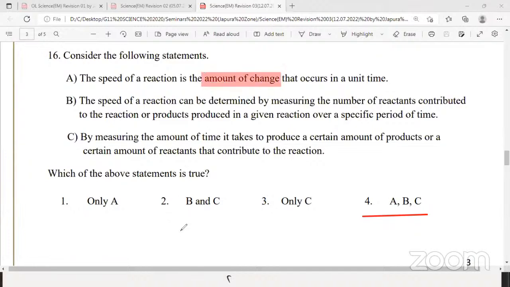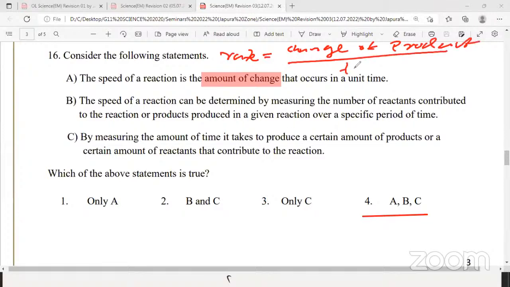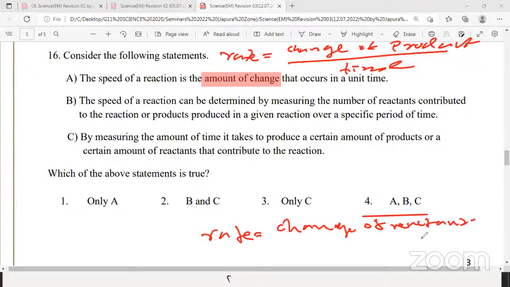Change of reactants or change of products over time taken. You can write the equation from this. Rate equals change of products over time taken, or you can write change of reactants over time taken. So you can write two equations for the rate of the reaction. That is also correct. It can be concentration of reactants, or change of the mass of the reactants or products.